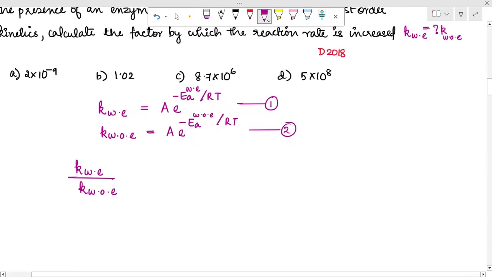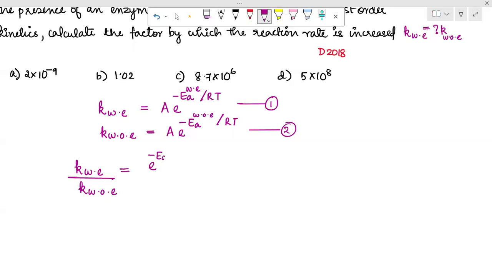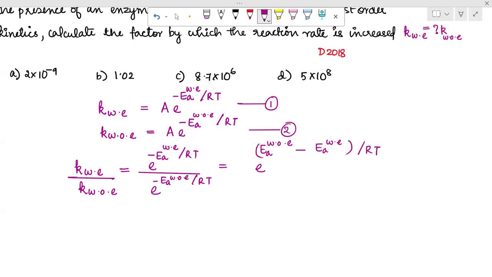If you take the ratio, the pre-exponential factors, nothing is told, so you will assume it to be the same. And this is equal to, if you divide this term which comes in the denominator, okay, I'll write e to the power minus EA with enzyme by RT divided by e to the power minus EA without enzyme by RT. Now, if this comes to the top, this will become plus, correct? e to the power activation energy without enzyme minus activation energy with enzyme divided by RT. This is what you get.